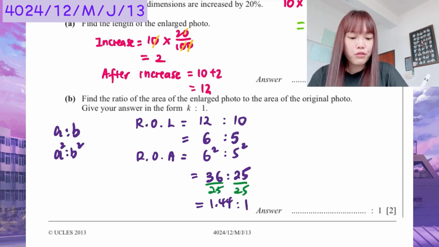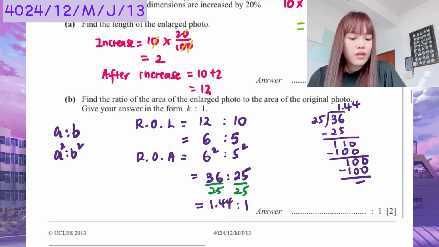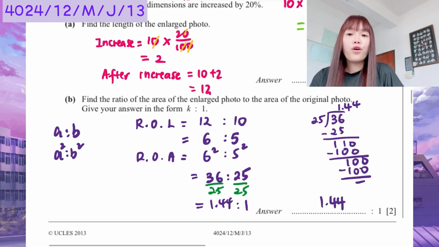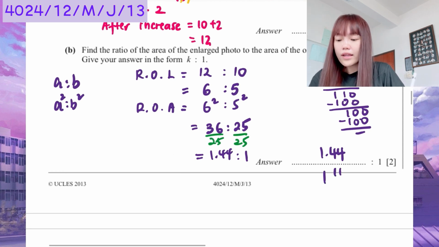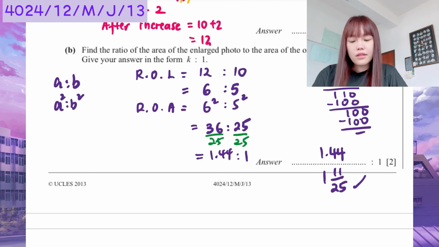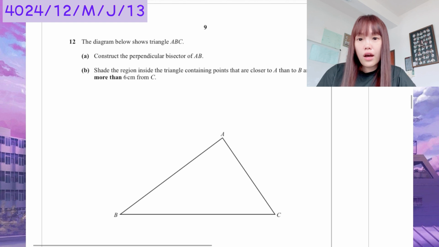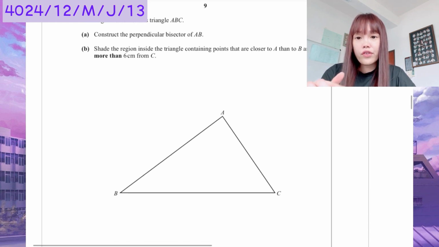I do the working for you. 36 divided by 25: add a 0 and then decimal, and I times by 4 to get 100, and times by 4 to get 100. So the answer is 1.44. Or if your answer is 1 11 over 25, also okay. That's for question 11. Question 12, I will show you at the end of the lesson of this video.